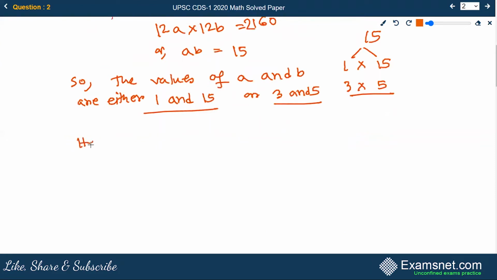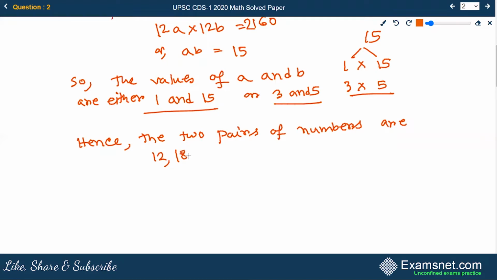Hence the two pairs of numbers are, if we take this pair, 12 and 12 multiplied by 15, which is 180, and 12 multiplied by 3, which is 36, and 60. So these are the two pairs of numbers.